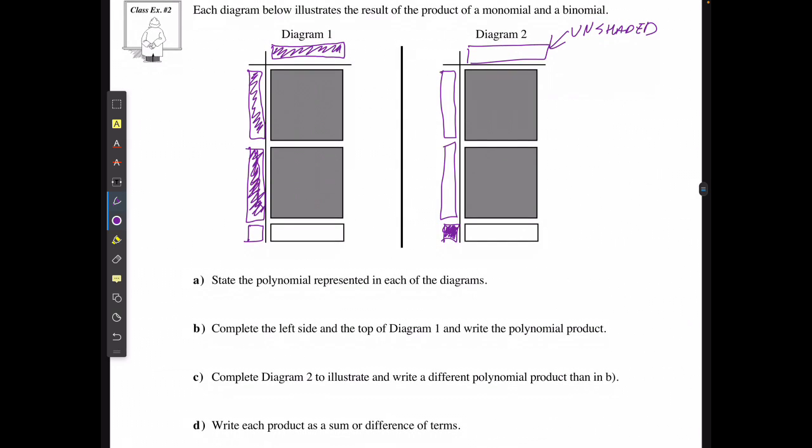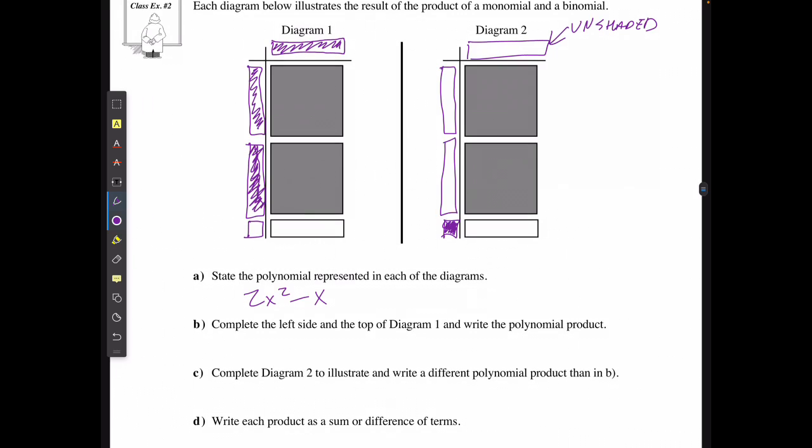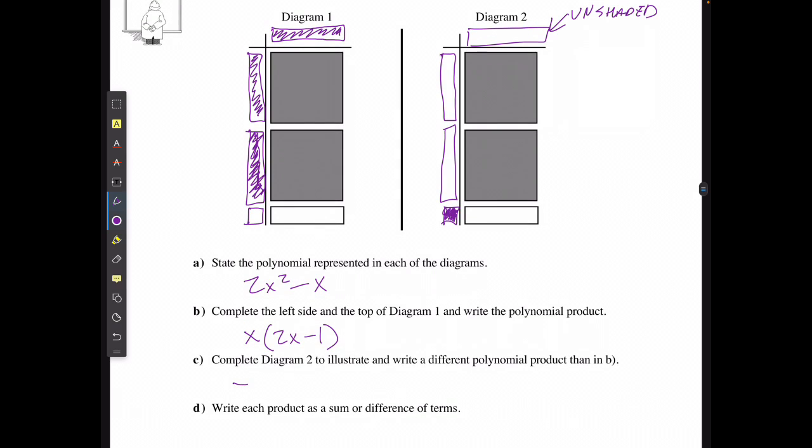What are the two polynomials that represent each of the diagrams? The polynomials that represent the diagrams are, I have 2x squared minus x. When I complete this, like I did up here, then here I have an x multiplied by 2x minus 1. For example C, when I reverse it, I have a negative x, and I'm multiplying that by negative 2x and a positive 1.